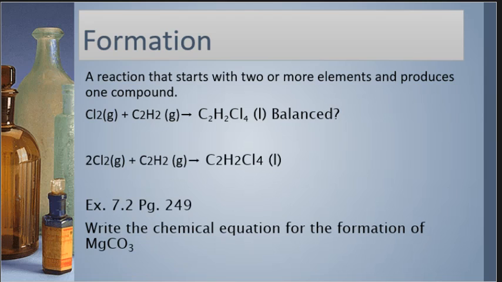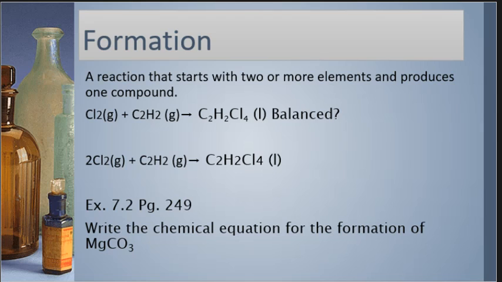And now we're going to try one that's a little more difficult. So this is the one I think you're supposed to write down. Write the chemical equation for the formation of MgCO3. So we have 3 things in there. We have magnesium, we have carbon, we have oxygen. All right, so we're going to write a formation equation. So if we're going to be forming this, that's going to be my product on the right side.